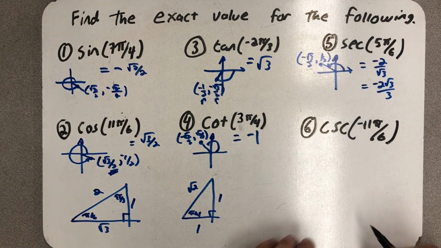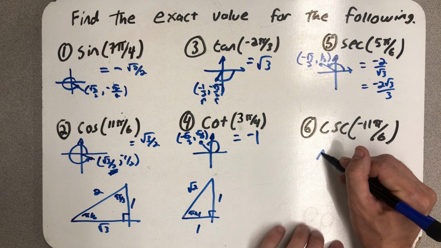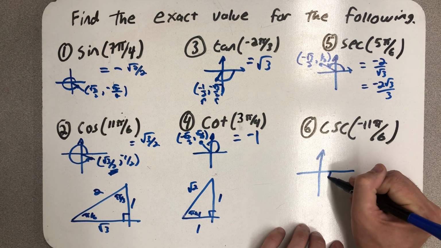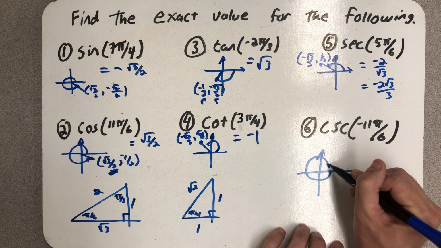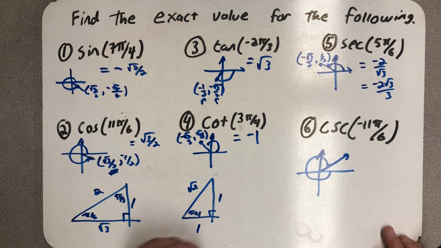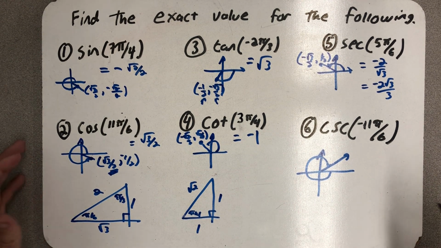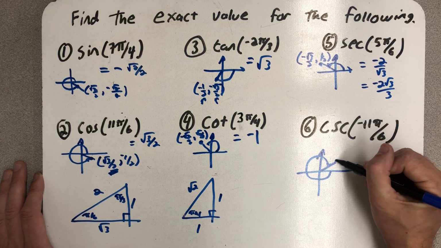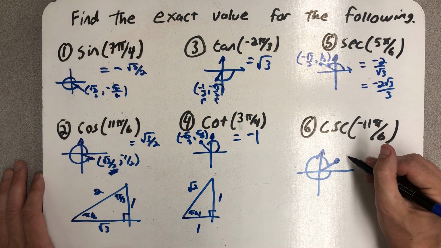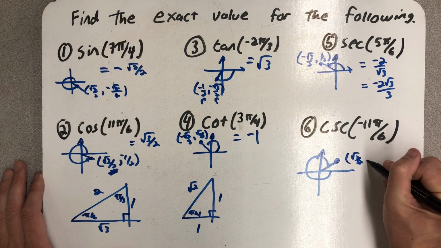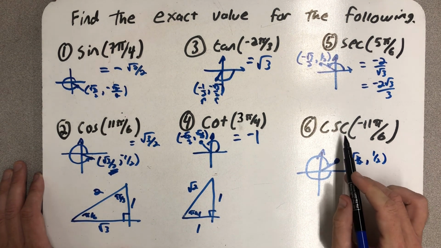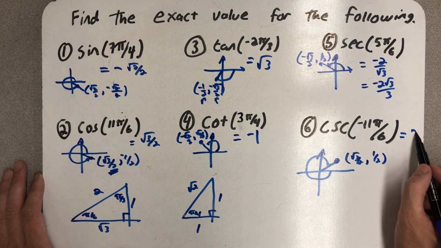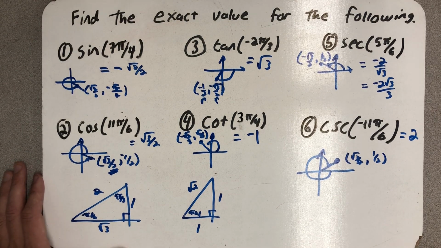And then finally, cosecant of minus 11 pi over 6. It's almost one full revolution in the opposite direction, ending here. I see my reference angle would be pi over 6, but again, I want to think about that point on my unit circle. Right there would be positive root 3 over 2, comma, 1/2. Cosecant, well, that's going to have to be 2 over 1 rather than 1 over 2. And there we have it.